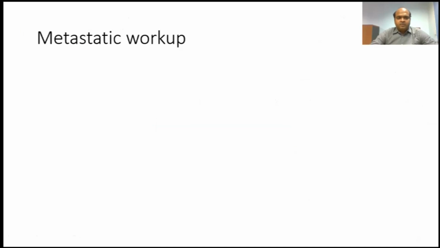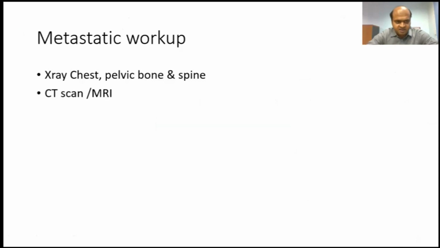Now I will talk a few words regarding the metastatic workup of prostate cancer. In the past, the X-ray of the chest, pelvic bone or spine was a very important investigation while doing metastatic workup for prostate cancer. But with the advent and availability of better imaging like CT scan and MRI, the popularity of X-ray of the spine and bone has reduced.